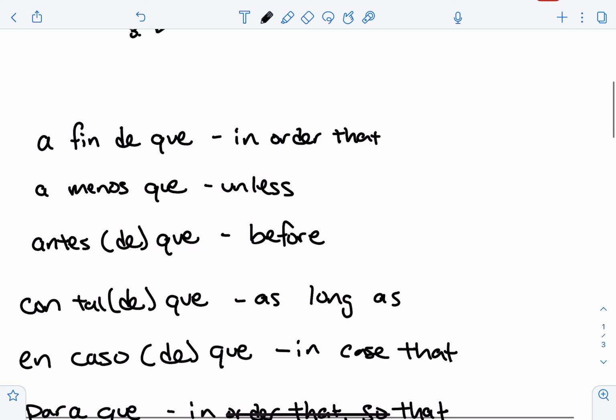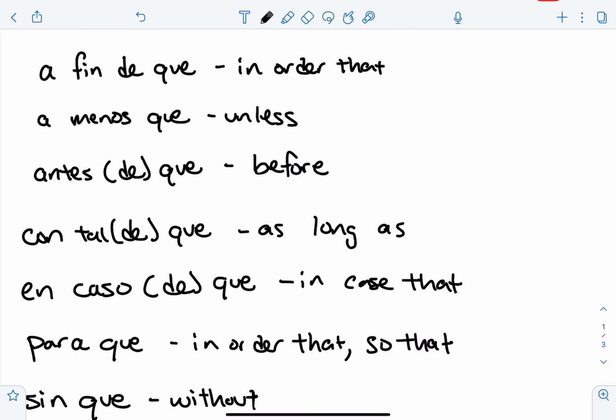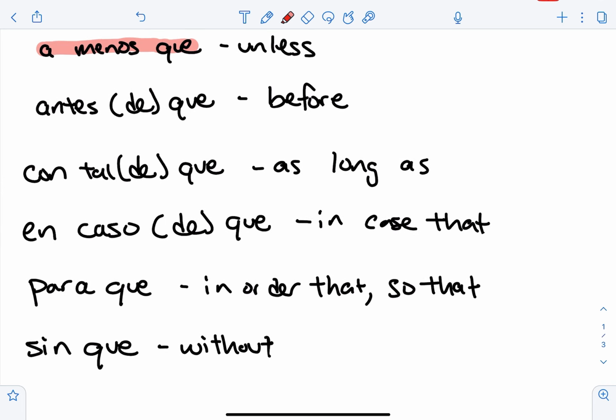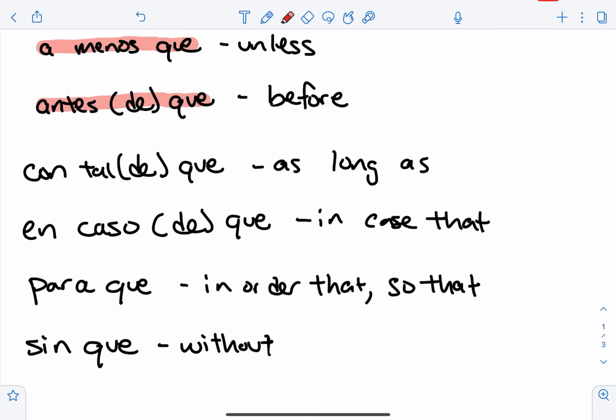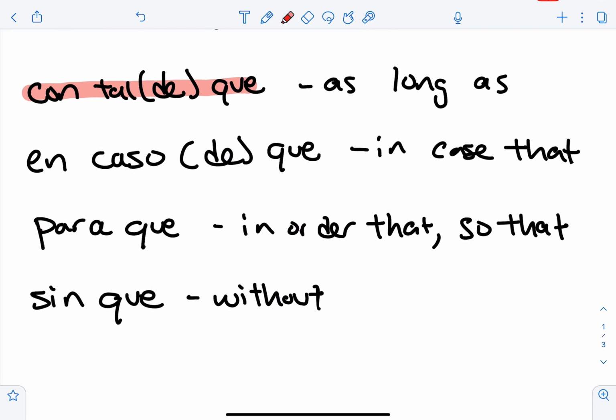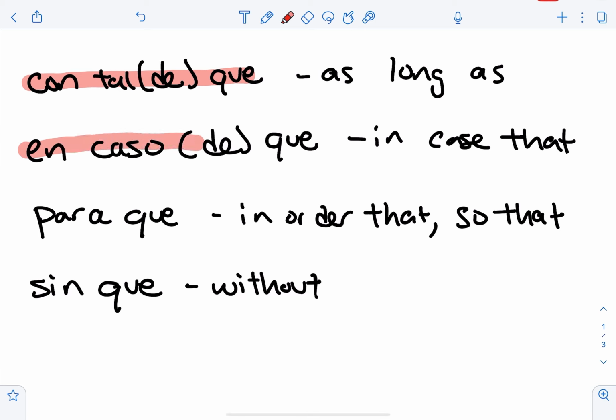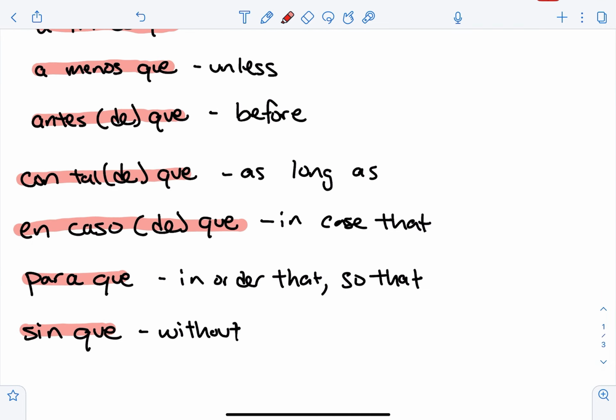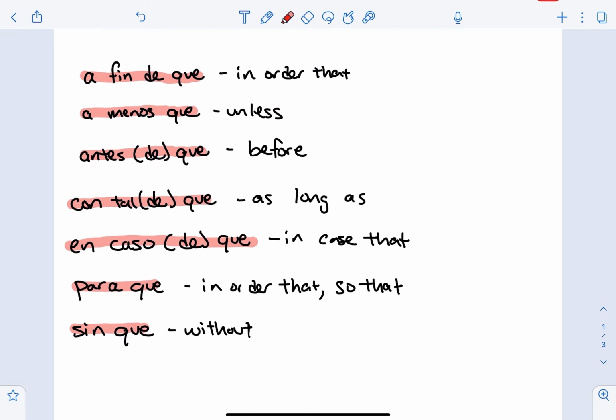Here are the conjunctions that require the subjunctive. Número 1, a fin de que, in order that. 2, a menos que, unless. 3, antes de que, before. 4, con tal de que, as long as. 5, en caso de que, in case that. 6, para que, in order that or so that. Y 7, sin que, without. These are not the only conjunctions that require the subjunctive, but these are the 7 that we're dealing with right now.